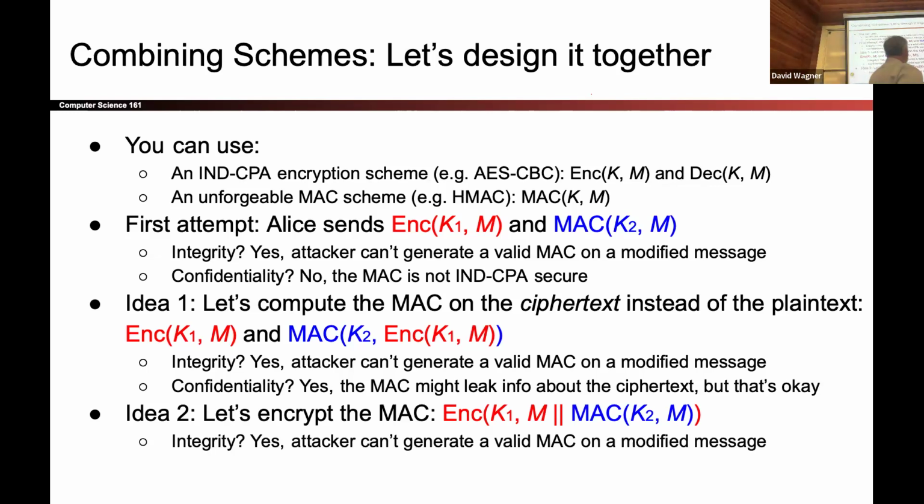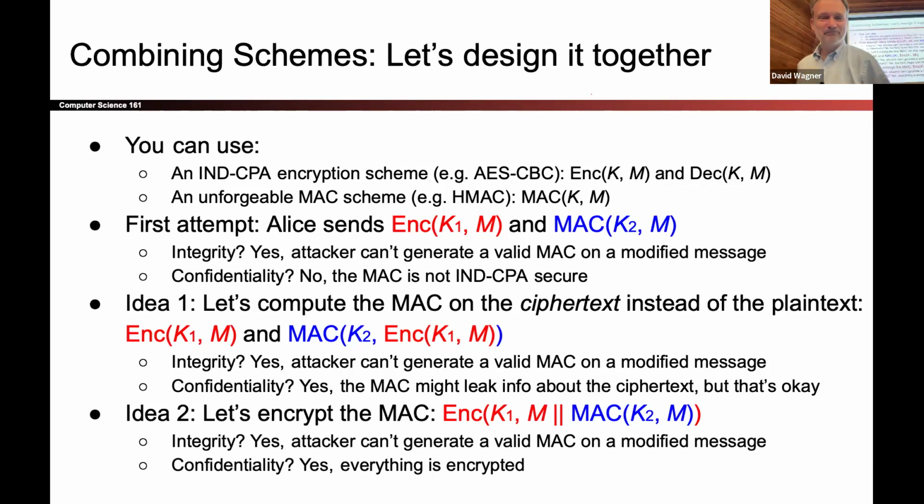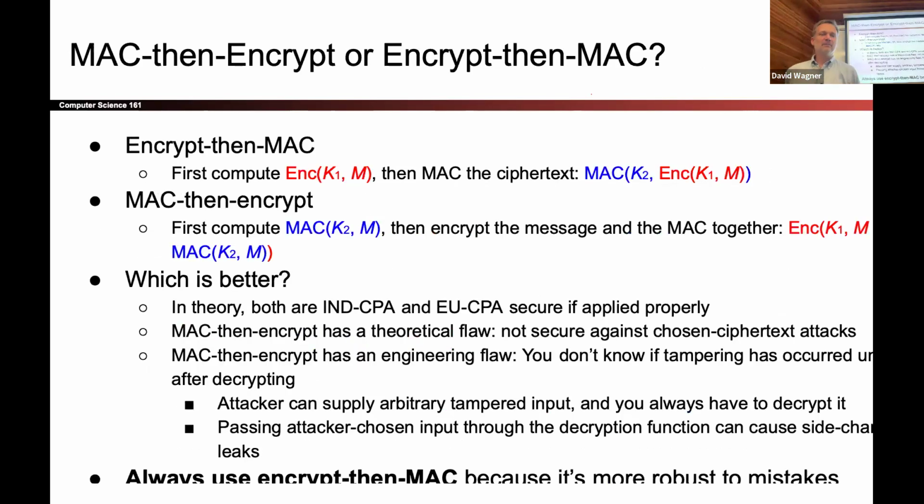Does it provide confidentiality? Yeah, because you're encrypting stuff. Since everything is encrypted, it certainly provides confidentiality. Okay. So three schemes: encrypt and MAC, encrypt then MAC, or MAC then encrypt. And to summarize, encrypt then MAC is what's usually recommended.